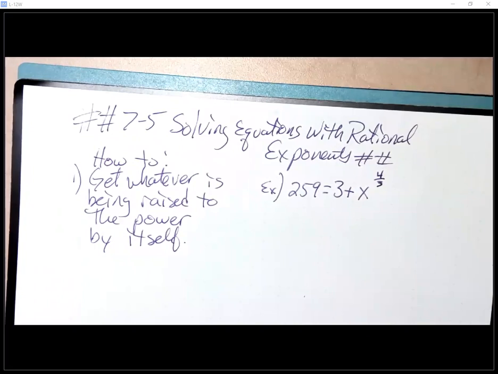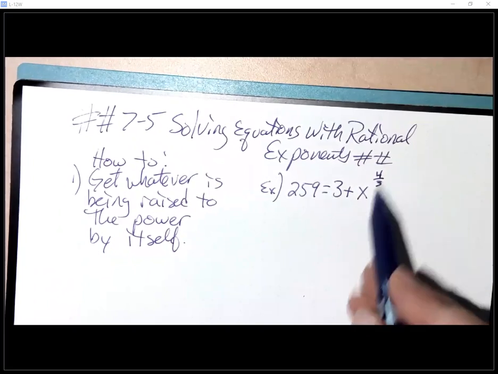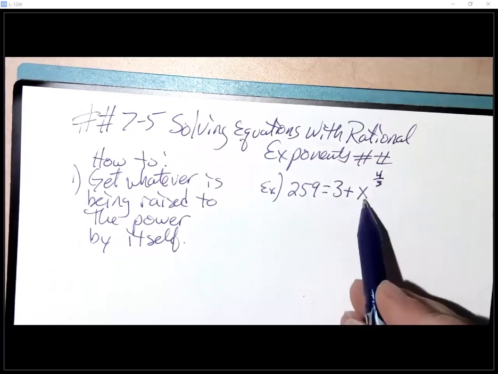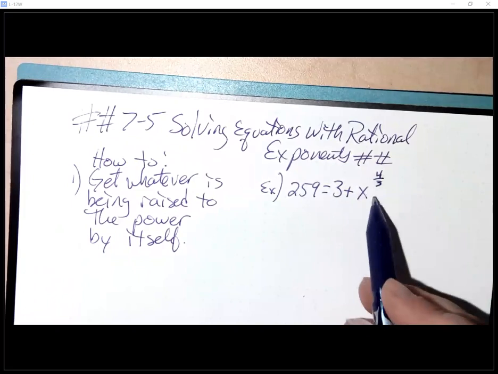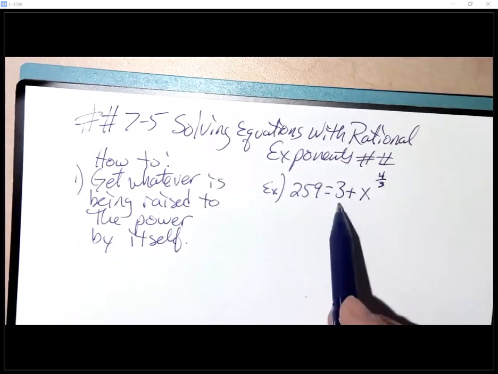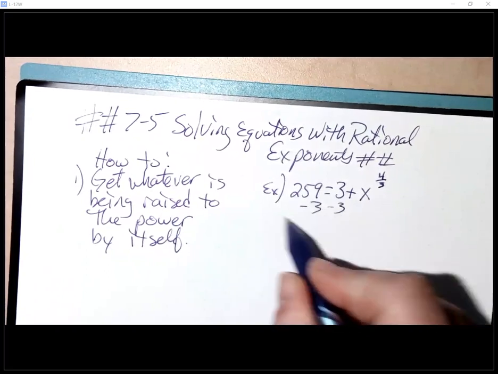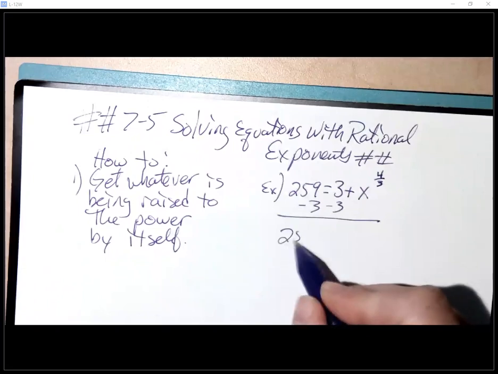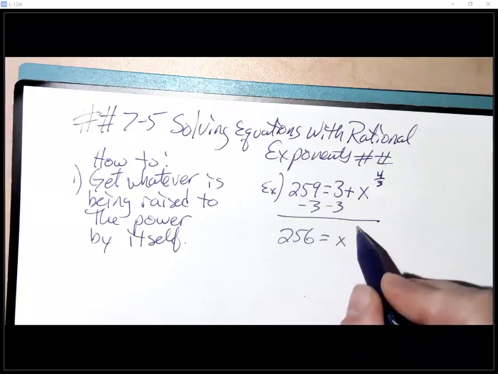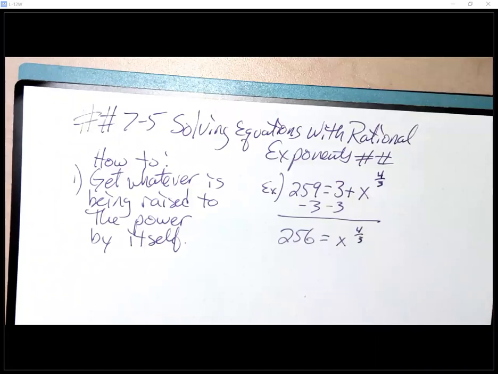Okay, so as we can see from this, the only thing that's being raised to the 4/3 power is x, right? So I want to get this by itself. I need to get rid of this. So what am I going to do? Let's just subtract 3 from both sides. So now I'm at 256 equals x to the 4/3 power. Sometimes step 1 will already be done for you. If it's not though, just do it. So get your exponent all by itself.